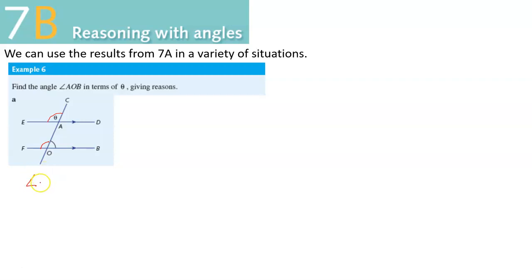So I can say that angle AOF equals theta because it's corresponding. Then angle AOF and angle AOB are supplementary because they're on a straight line. So angle AOF plus angle AOB equals 180.